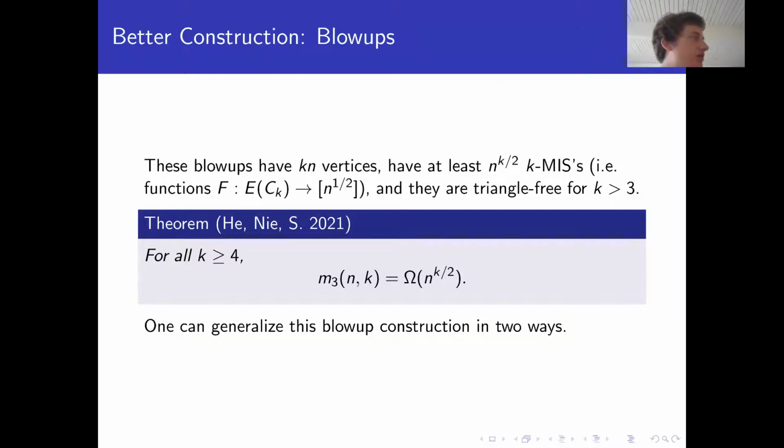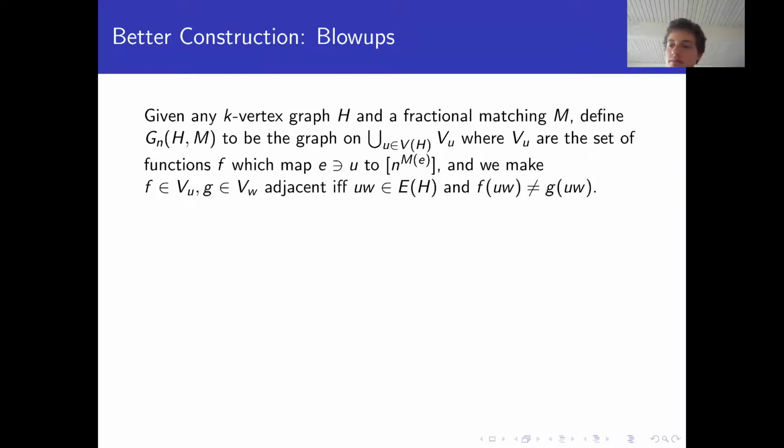And so this is kind of a weird-looking construction. And you can ask, to what extent can you push this farther? And we can, in some regards, generalize this in 2 different ways. So firstly, the fact that we were working with a graph CK wasn't that important. You can start with any k vertex graph H and a fractional matching M of H. And if you don't know what a fractional matching is, just pretend this is a matching.